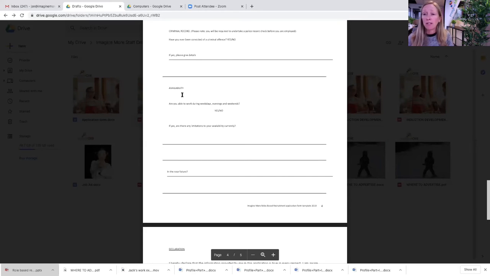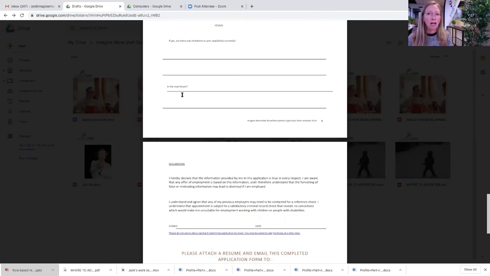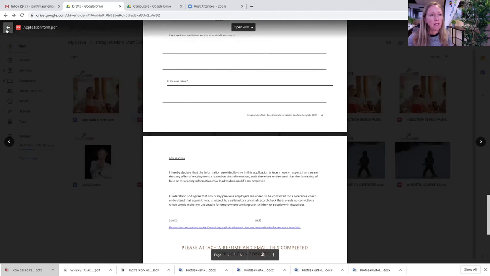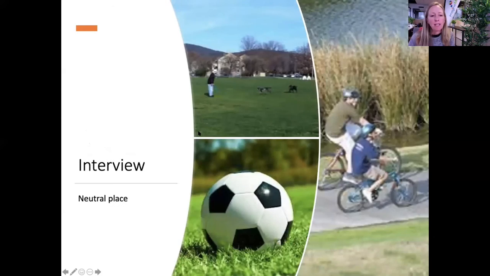If you don't think you need to know whether they've had a criminal record, you don't have to include that. If you think it's really important that they've got a driver's license, you know, you can sort of add to it as appropriate. So once they send that in, then you obviously make your decision. And what we did, I'll just go back to my presentation here, is we did an interview, and this is where we involved Jack.